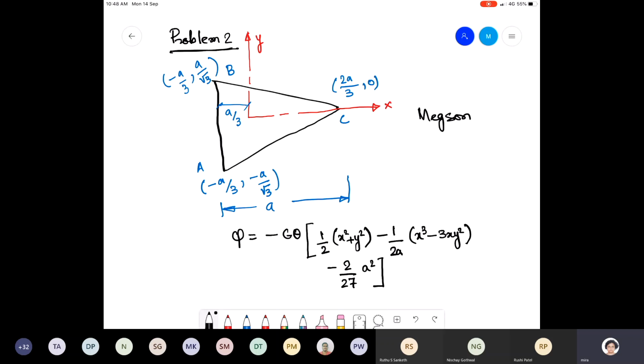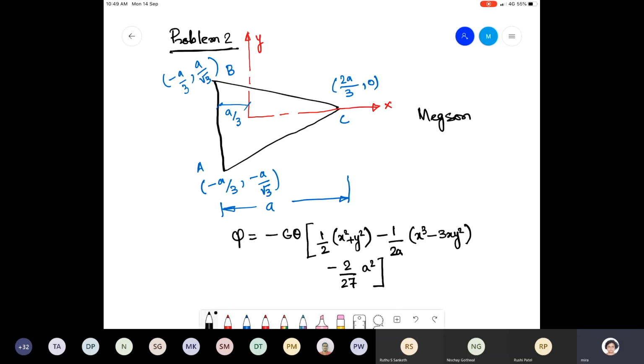So can someone tell me what to do? See, the first criteria will be easily satisfied. If you just find out del 2 phi by del x square plus del 2 phi by del y square, you can easily prove that it is going to be minus 2g theta. I'm not even doing it. It's pretty straightforward. But the second criteria, to show that this stress function is 0 on the boundary, is not an easy task. So tell me, how are you going to do that?